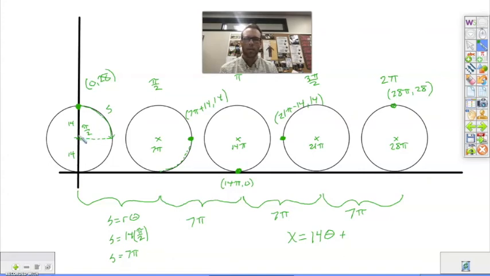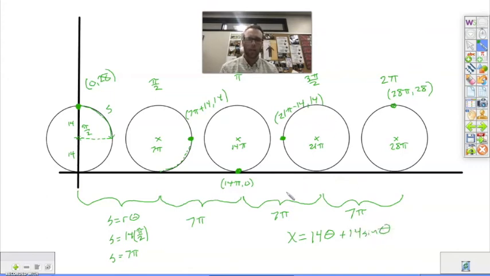Now notice here, when we're at 0, we added 0 to the x-coordinate. When we were at 7 pi, we added 14. 14 pi, we added 0. 21 pi, we subtracted 14. So it's like 14, 0, negative 14, 0, 14, 0, negative 14, 0, and so on. That should remind you, if I said 0, 1, 0, negative 1, of the sine function. We're just going to stretch that out. Instead of adding 0, 1, negative 1, 0, we're just multiplying that by 14. We end up with 14 sine of theta.